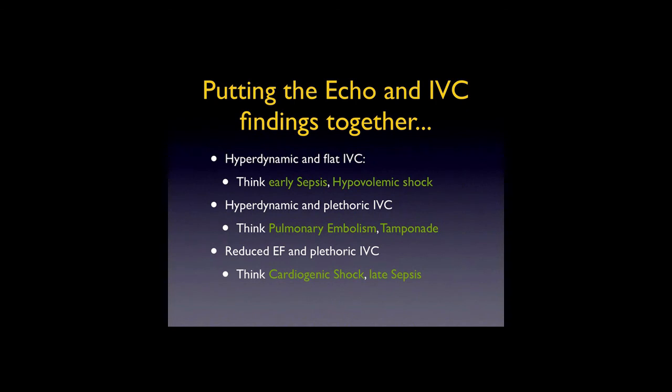So let's put this all together. If we have a hyperdynamic heart on echo and a flat IVC, we're already thinking about early sepsis or hypovolemic shock. If the patient is hyperdynamic and has a big IVC with little collapsibility, you need to start thinking about pulmonary embolism or tamponade. If the patient has reduced ejection fraction and a big IVC, well, clearly they have cardiogenic shock or even late sepsis.